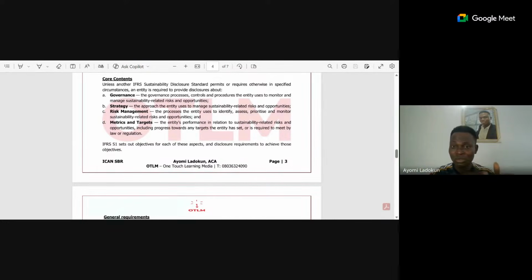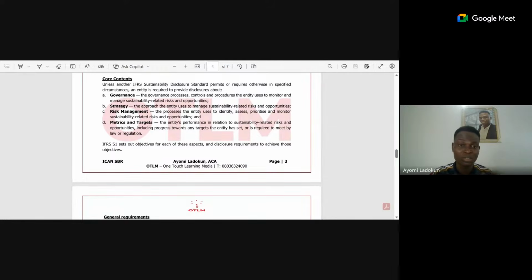Again, this is IFRS S1, so it's just giving us a broad overview. When you get to IFRS S2, we'll give you the detailed content of all of these 4, and that's what SBR candidates will have to battle with. I will show you shortly, right? Then number 3 is risk management: the process the entity used to identify, assess, prioritize, and monitor sustainability-related risk and opportunities. And of course, the last one is metrics and targets, right?